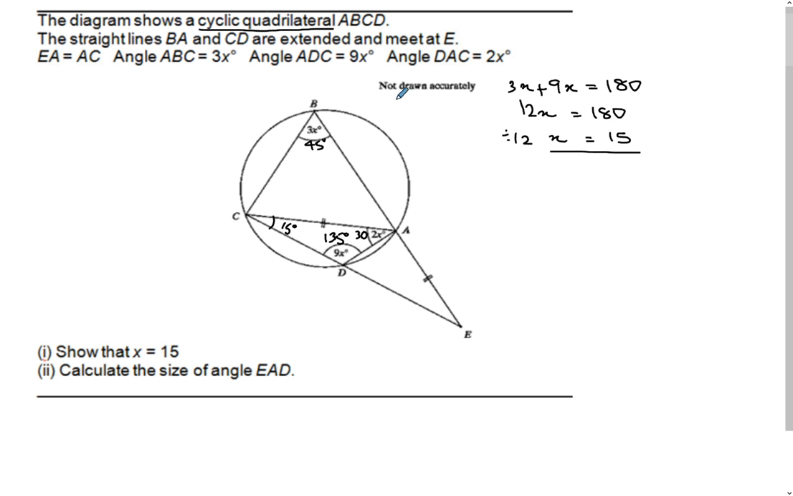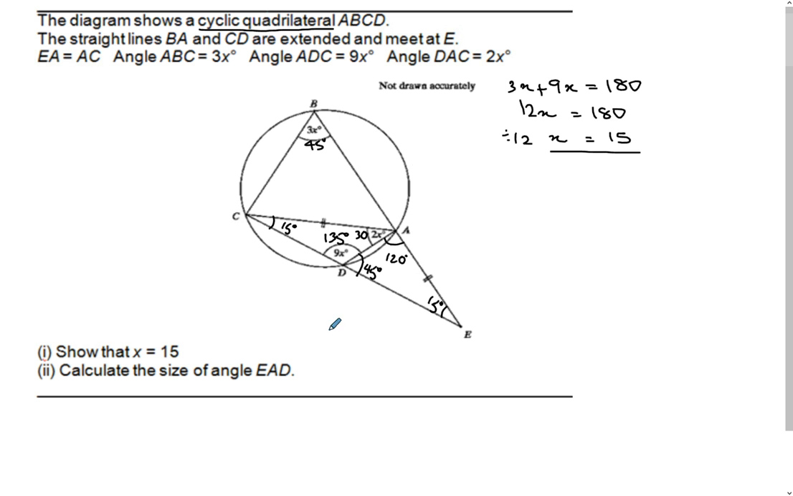Straight lines BA and CD are extended and meet at E. So it's got nothing to do with two tangents meeting at a point. There's no tangents here. EA equals AC, so we have an isosceles triangle here. So if that's 15, that's 15. And one thing I've noticed when I'm looking at this triangle, if that is 135, then angles on a straight line, that would be 45. While we're at it, that will be 60, 120.